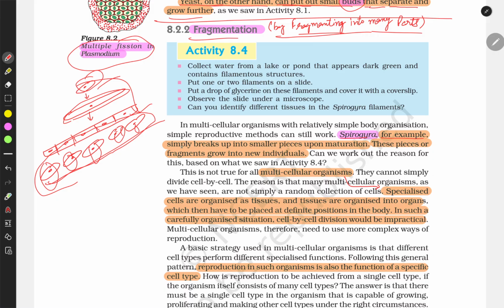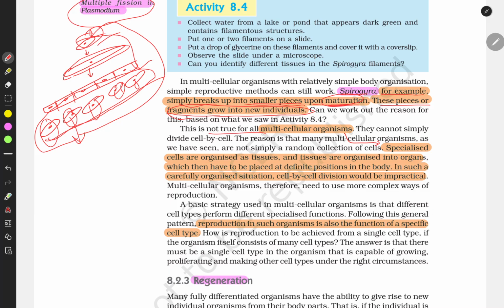Spirogyra, for example, simply breaks down into simpler pieces upon maturation. When it matures, it breaks down into smaller pieces. These pieces or fragments grow into new individuals. Again, these individuals will follow the same route of reproduction.